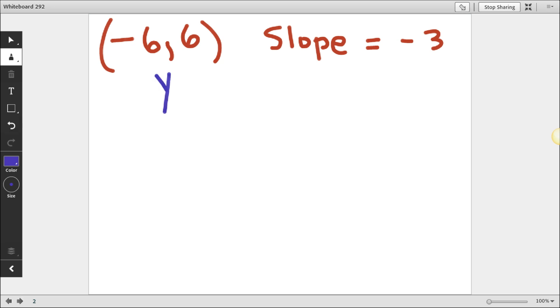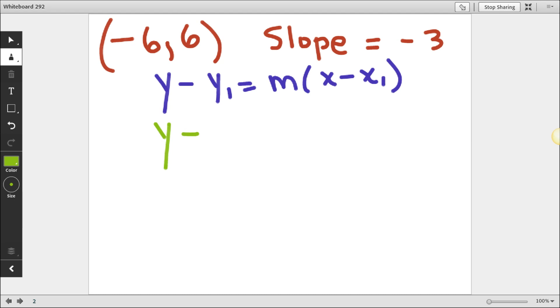So like I said before, we're going to start off with point slope form. And I want to preface here that the equation has to have x and y when you get done, unless it's a special case. So you will have an x and a y in the equation when you get done, unless it's one of the special cases where you only have an x or you only have a y. So we're going to substitute everything that we know. What do we know? We know that y1 is 6. We know that m is -3. And we know that x1 is -6.